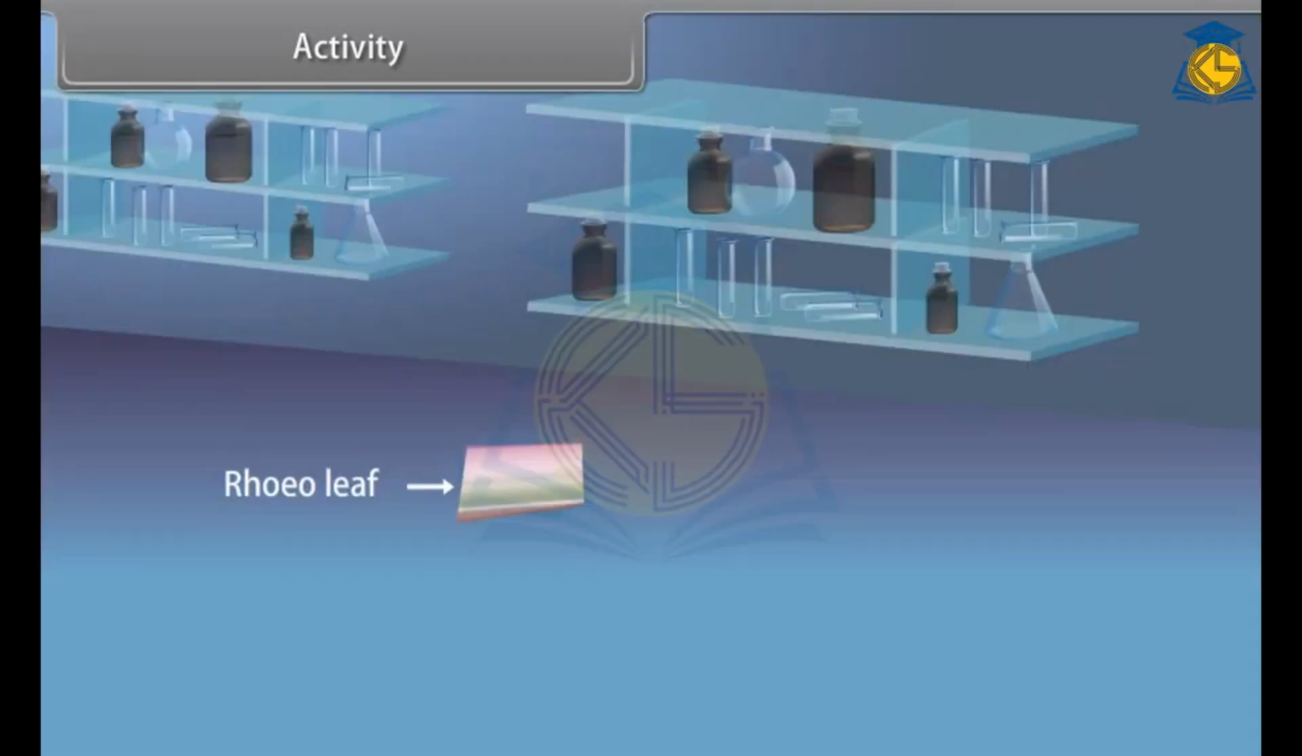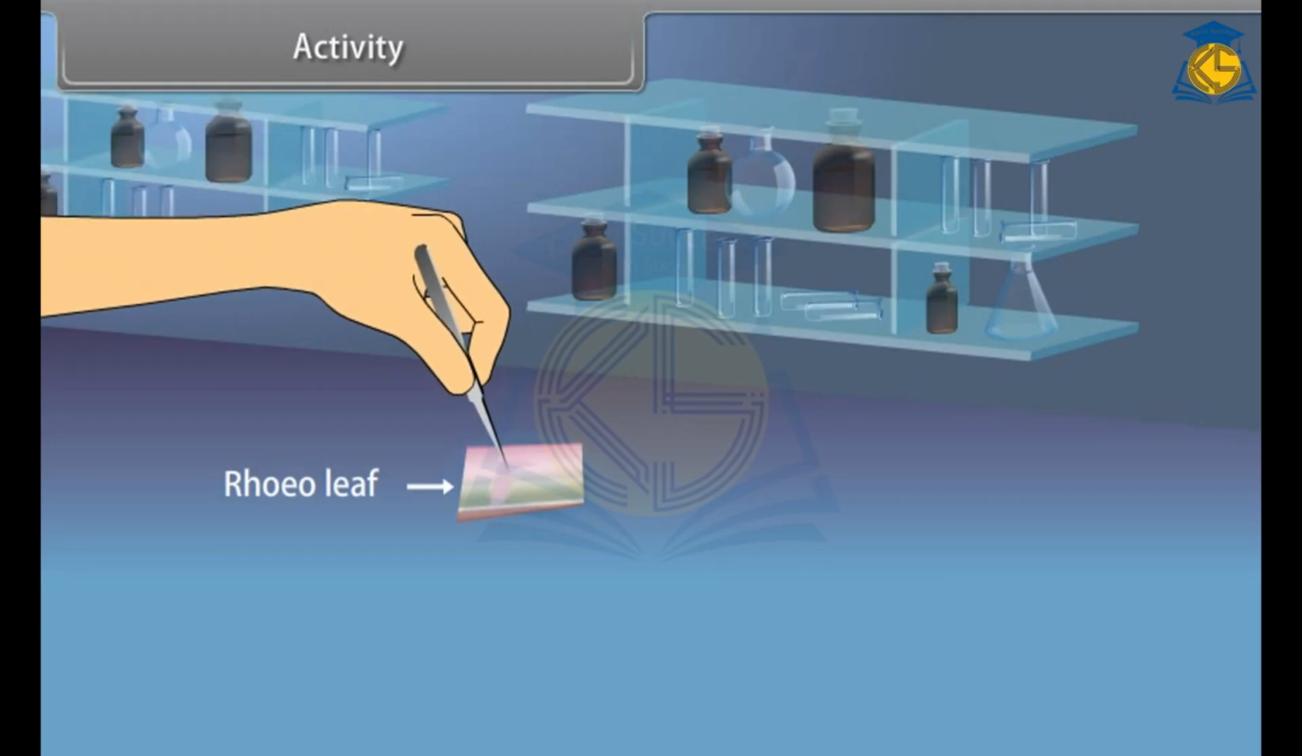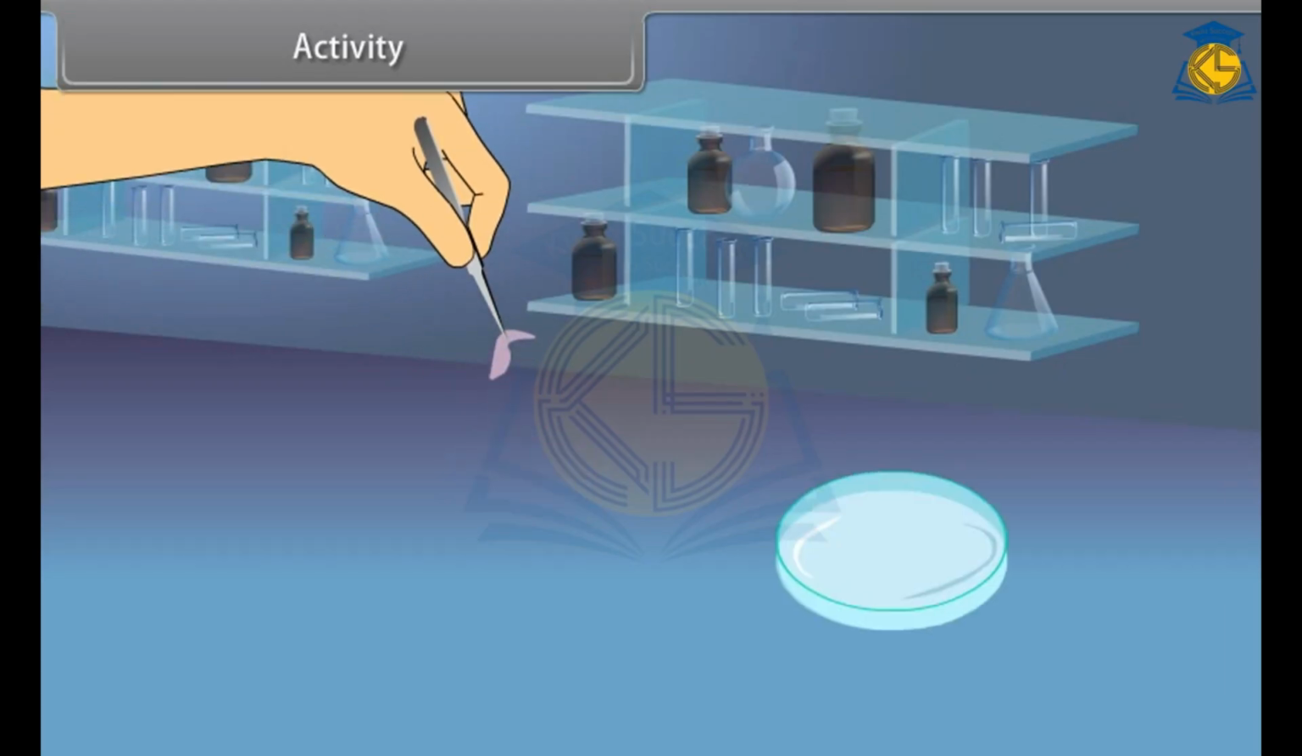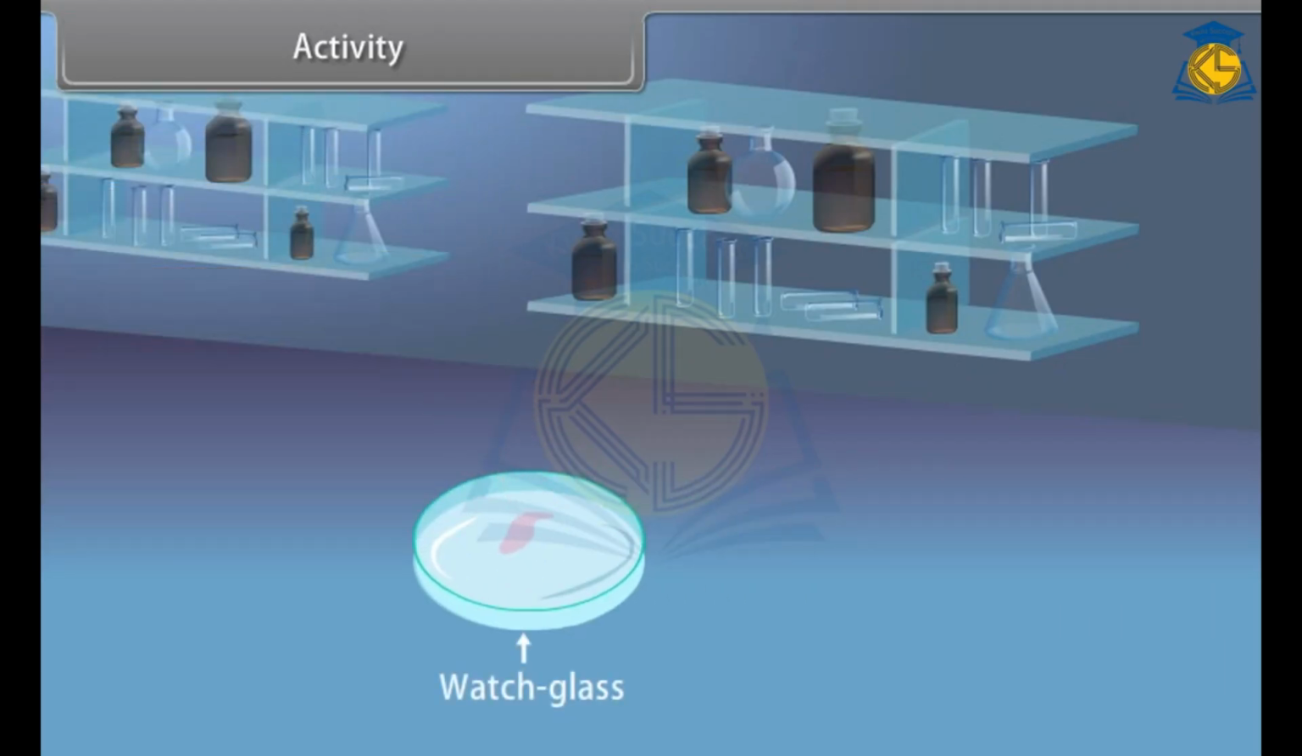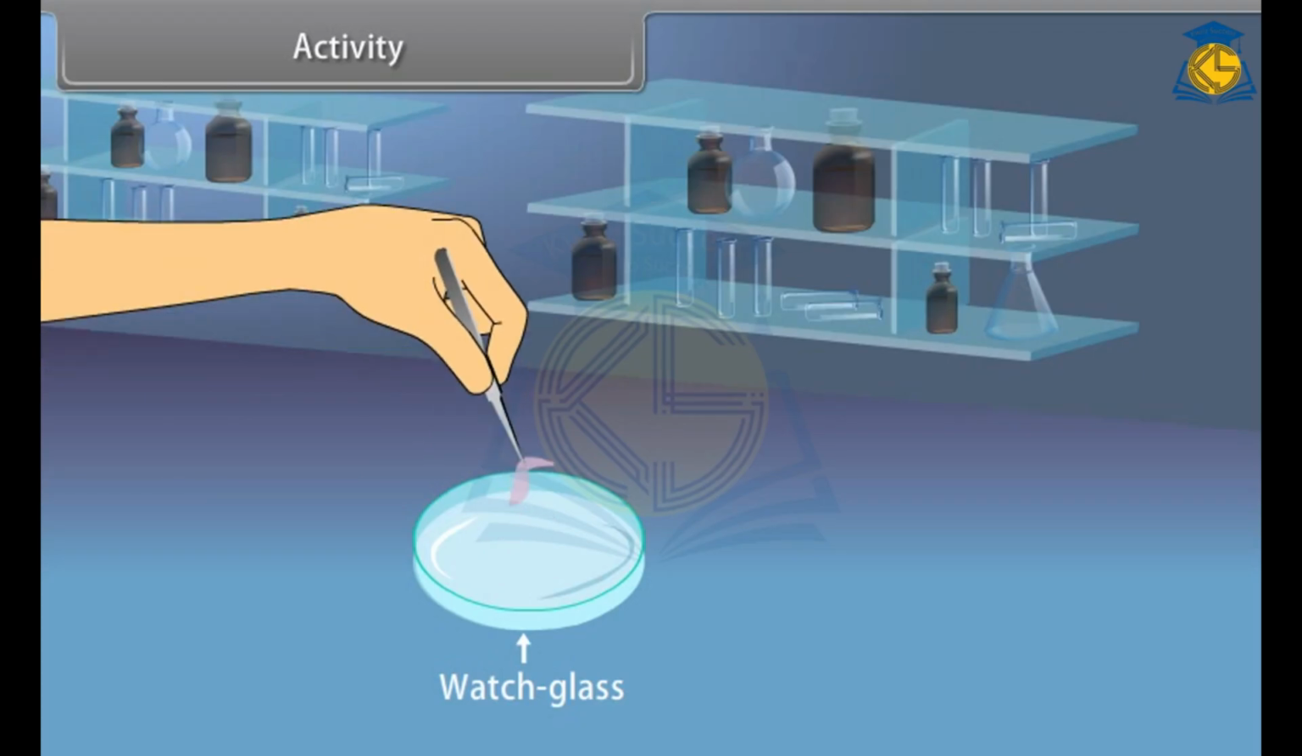Ankita, take a leaf of Rhoeo. Yes, I have taken a leaf of Rhoeo. What should I do next? Then stretch and break it by applying a little pressure on it. When you stretch it, some peel or skin projects out from the cut. I have removed this peel and kept it in water in a petri dish.